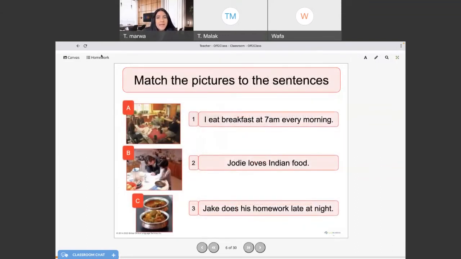Now here you have to match the pictures to the sentences. Start Wafa. I eat breakfast at 7 a.m. every morning. Okay. Which picture? ما فهمت. I eat breakfast. Okay, بتناول الترويقة at 7 a.m. every morning. كل يوم الساعة 7 الصبح. Which picture? وين عم تشوفيهم they are eating?